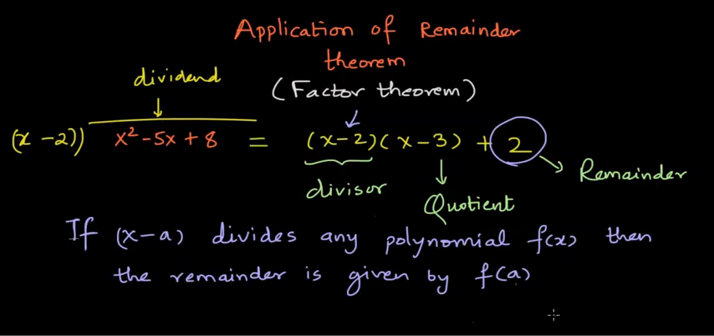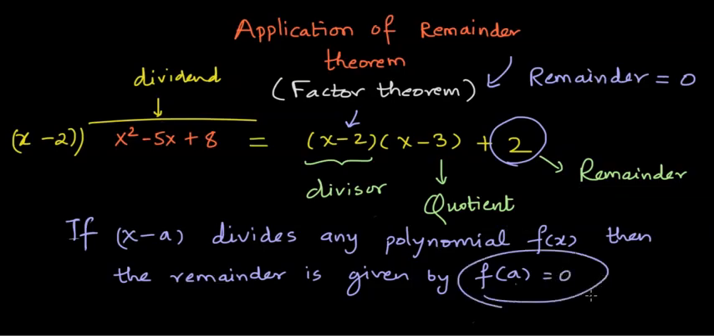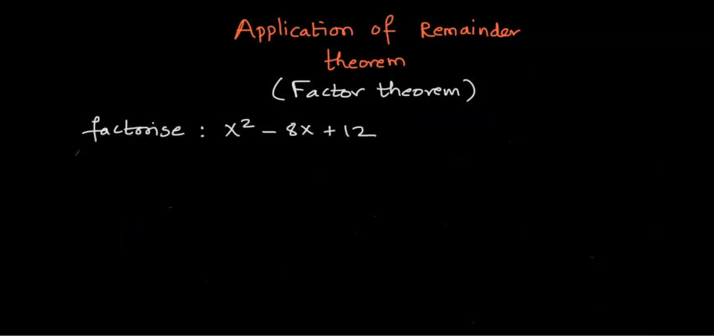How do we apply this theorem to find factors of the given polynomial? That is the question. And then there comes a special case when a remainder is 0, which is when we call it a factor theorem. So when this remainder f of a becomes 0, that's a factor theorem. And when remainder is 0, x minus a becomes factor of the given polynomial f of x. Usually the question is posed like this whenever we have to deal with the application of remainder theorem or the factor theorem. Factorize a given polynomial, for example x square minus 8x plus 12.